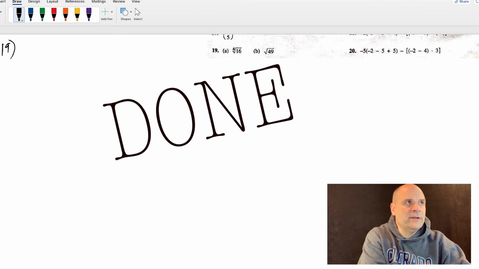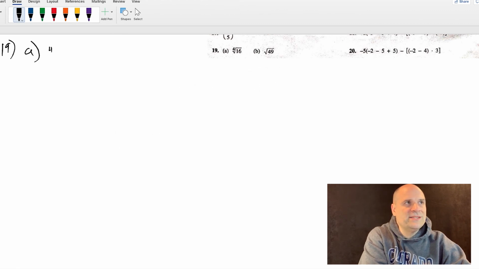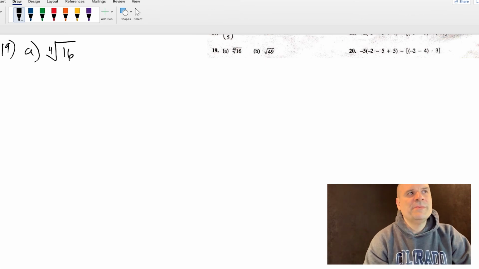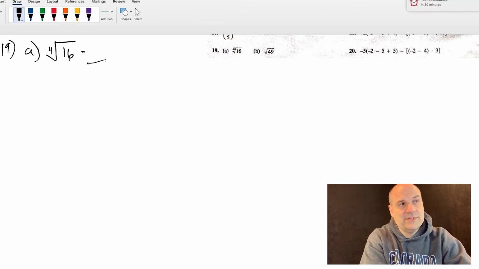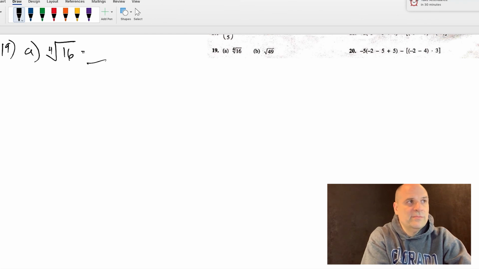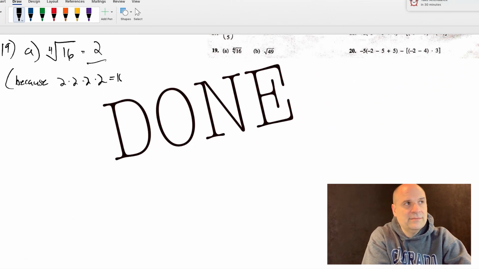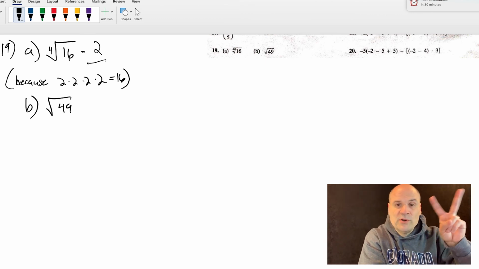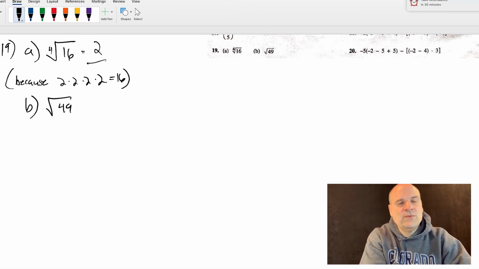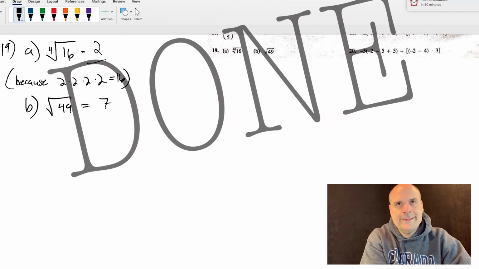Number 19, here we go. 19a says the 4th root of 16. Well, didn't we just do this one? Yeah, remember, this is not 4. It's not 16 divided by 4. It's what number times itself 4 times equals 16. Well, that would be 2 because, and this is not part of your answer, this is just an explanation, 2 times itself 4 times equals 16, okay? Look at B, square root of 49. Well, when you don't see a number, it's the square, so what number multiplied twice by itself equals 49? Well, that would be 7, okay?